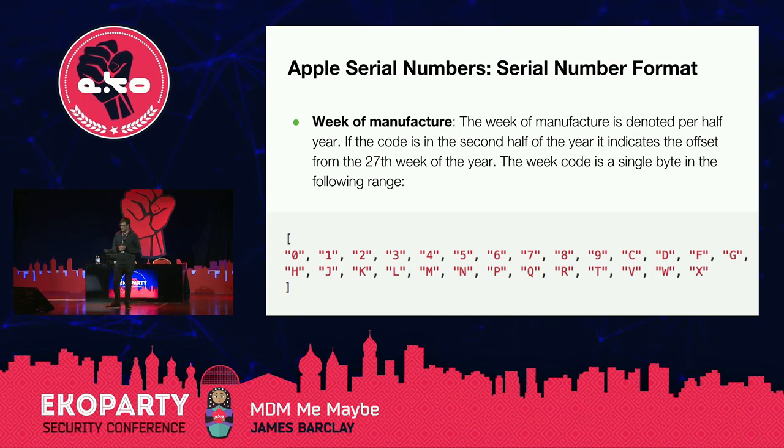Next, we have the week of manufacture. This is denoted per half year. If the code is in the second half of the year, it indicates an offset from the 27th week of the year, and it uses a single byte in the following range.